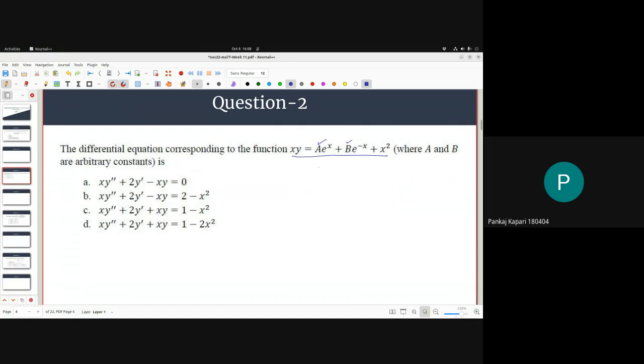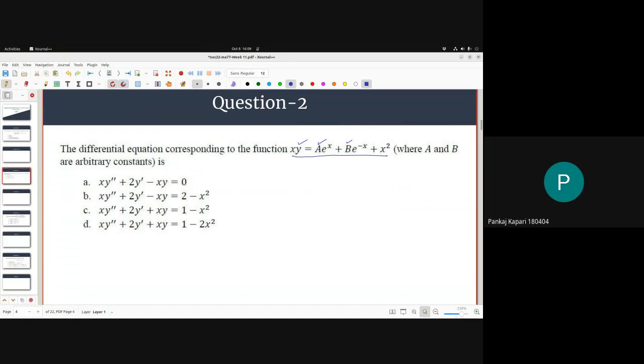Okay, so by that we mean that we have to find a differential equation whose solution is given by this equation. For that, what we do is differentiate, because there are two arbitrary constants in this equation. So we will differentiate this equation two times, and then we will try to remove all these arbitrary constants to get our equation.